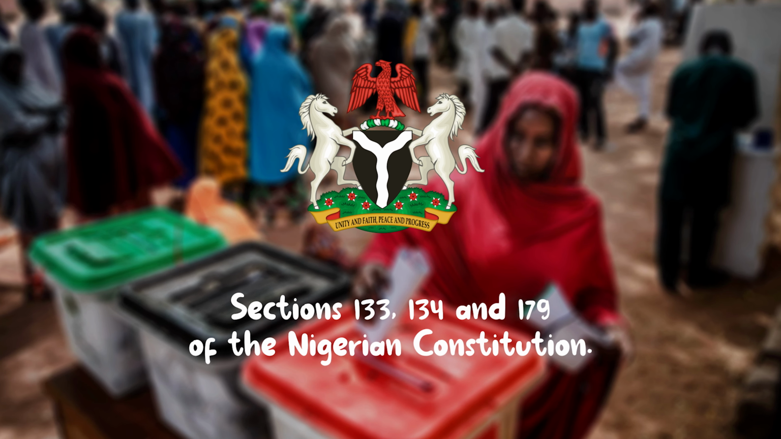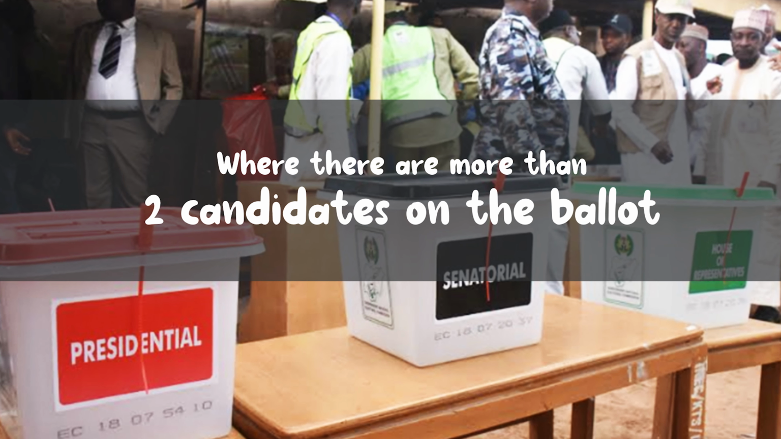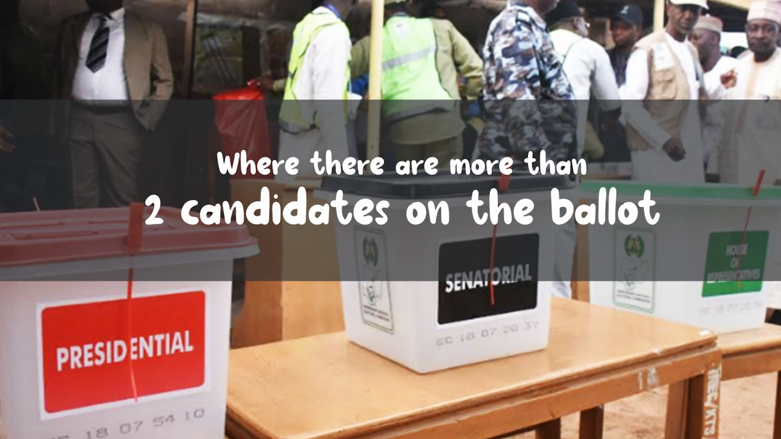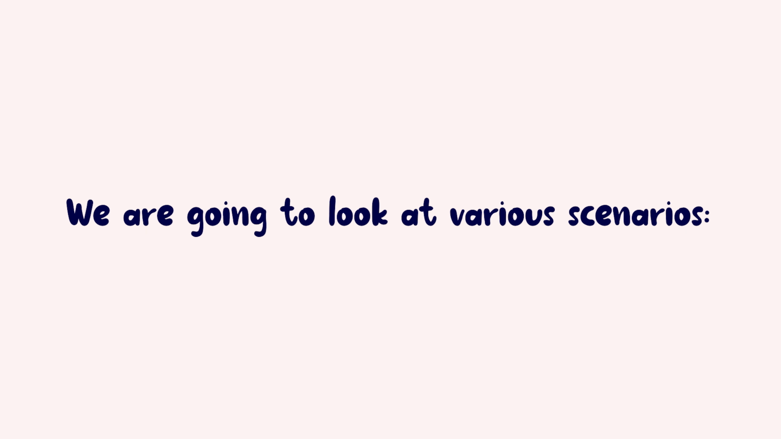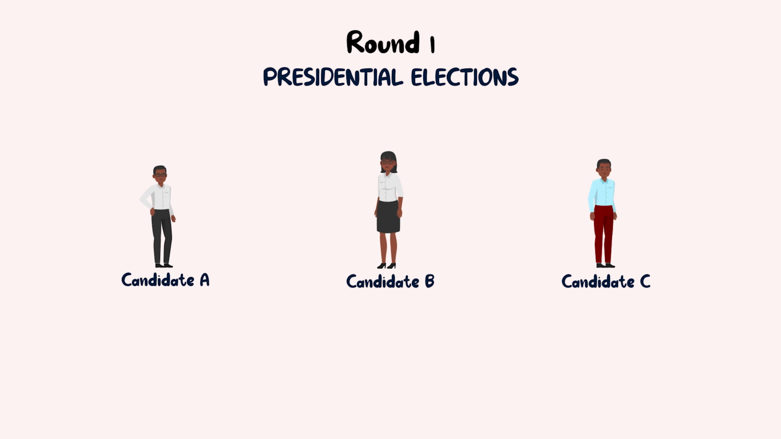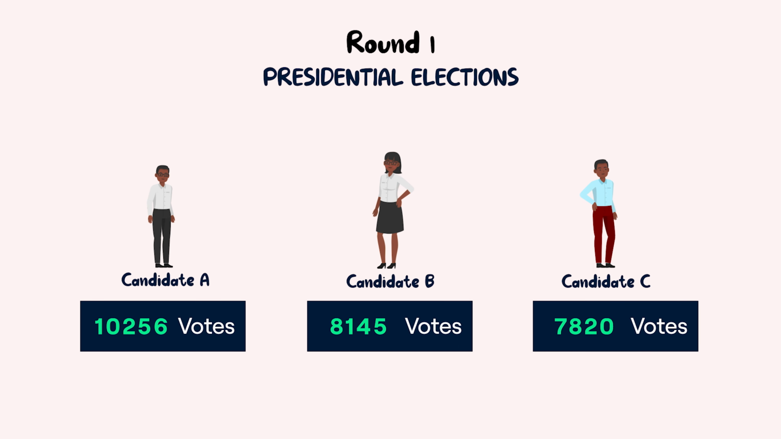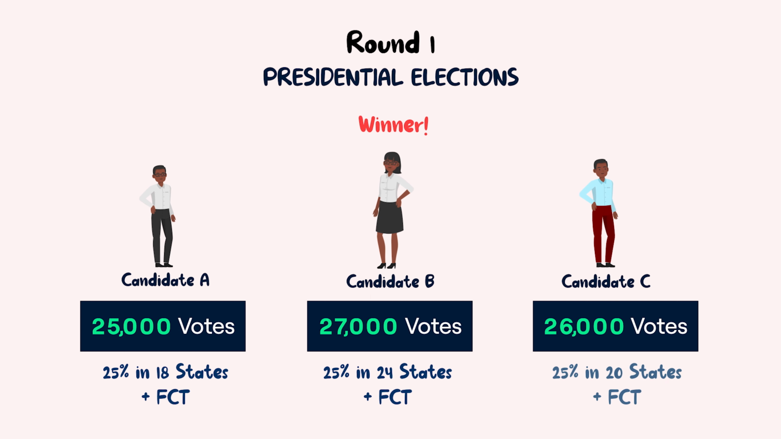How can a candidate emerge winner in a presidential or governorship election where there are more than two candidates on the ballot, as is usually the case in Nigeria? Let's find out. We're going to look at various scenarios. Scenario 1. When we have more than two candidates contesting for president of Nigeria. A candidate is declared winner if he or she gets the highest number of votes cast in the election and also gets 25% of all the votes cast in at least 24 states of Nigeria and the FCT.